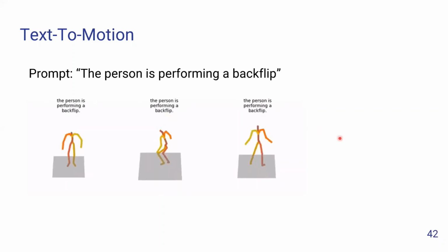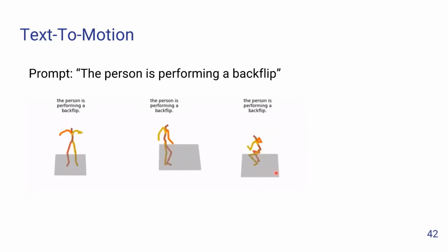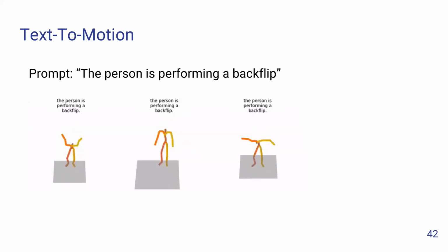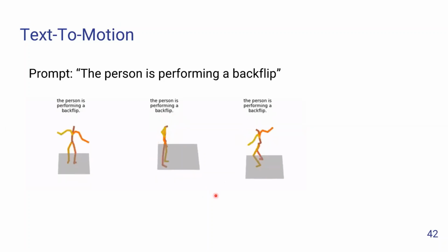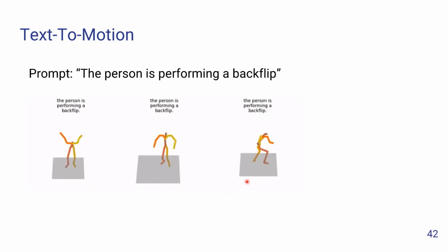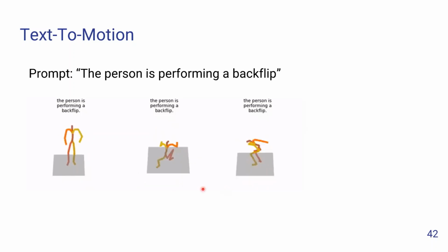The person is performing a backflip, and the model fails to generate the complete backflip. But the interesting thing to note is that it looks like someone who is kind of starting to learn how to do a backflip, like you usually start with jumping like this.